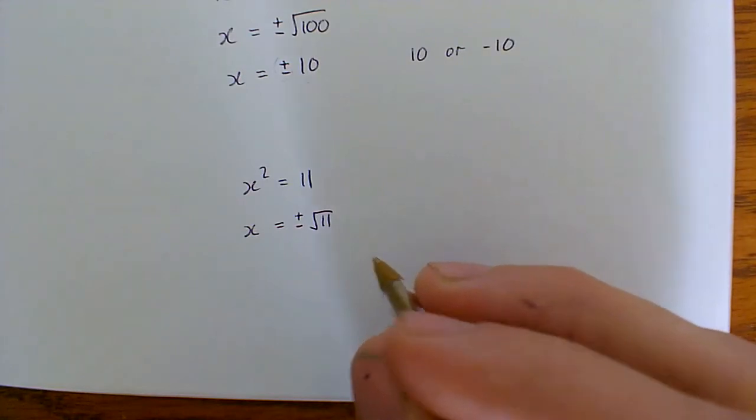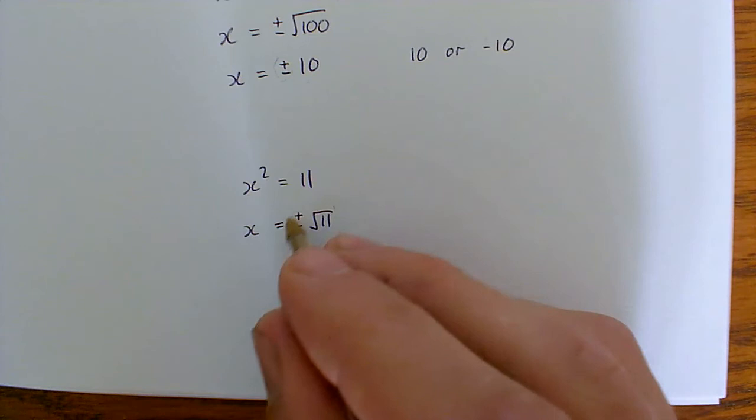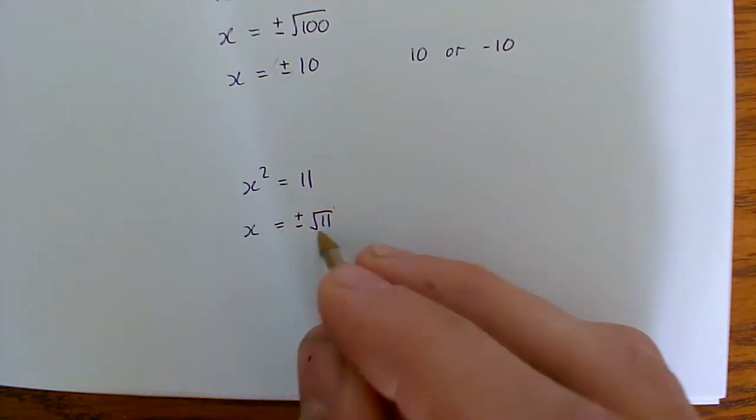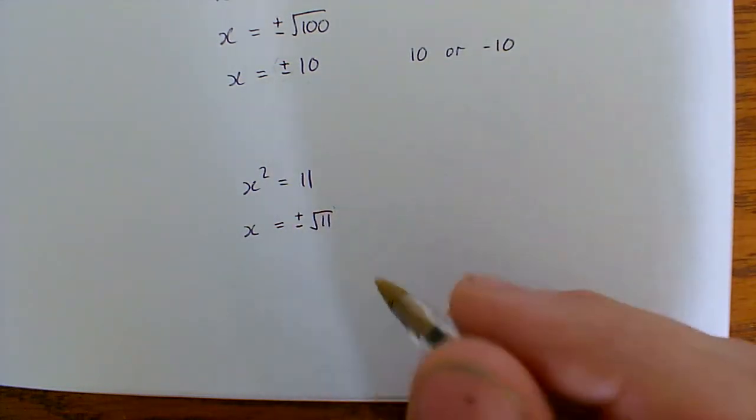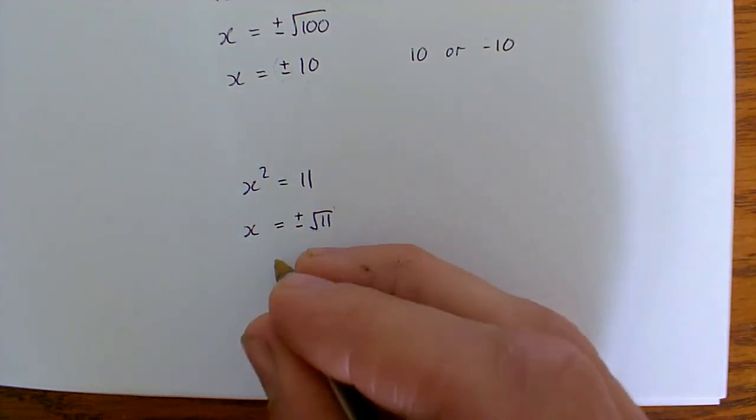And actually, just like sometimes we left answers as fractions, that is a perfectly good answer. You can leave it with the square root. We call that a surd. But you can leave your answer with the square root like that.